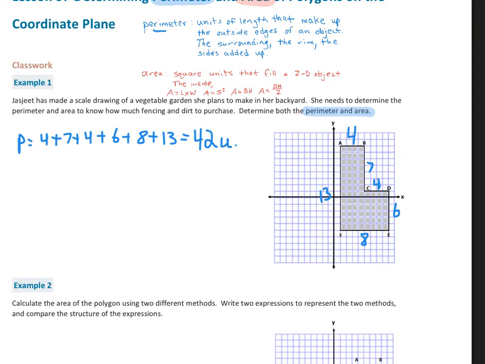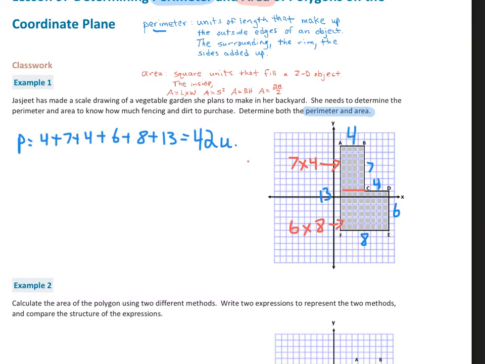So let's go through the area. For the area, you're going to want to split the figure up, usually, if you're going to use formulas, into 2 different rectangles. You can do it there, or you could have done it there. I prefer the horizontal one. And so what I see is a 7x4 rectangle on top, and then I see a 6x8 rectangle on the bottom.